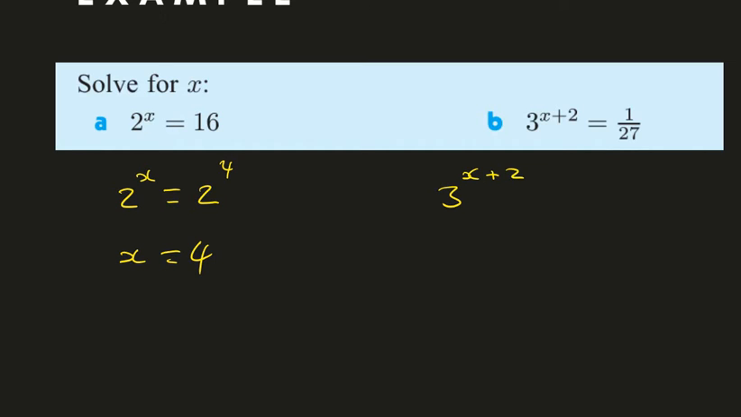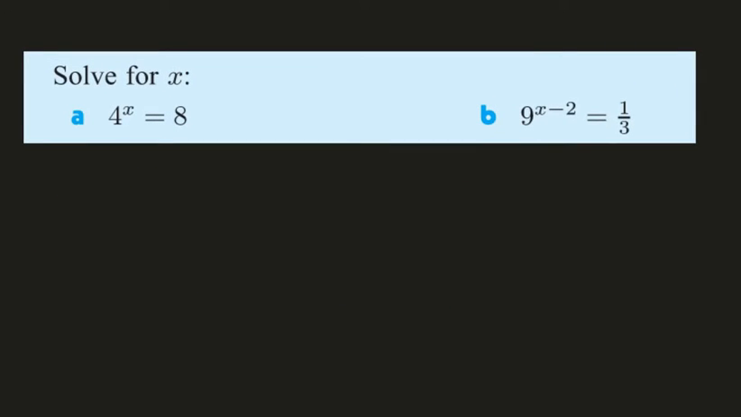Exactly the same thing on the right hand side, just a little more complicated. We'll keep that 3 to the power of x plus 2 on the left, and we can write the right hand side as 3 to the power of minus 3. So that's going to mean that those exponentials are the same. So x plus 2 is equal to minus 3. So now we can just minus 2 from both sides. x is going to be negative 5.